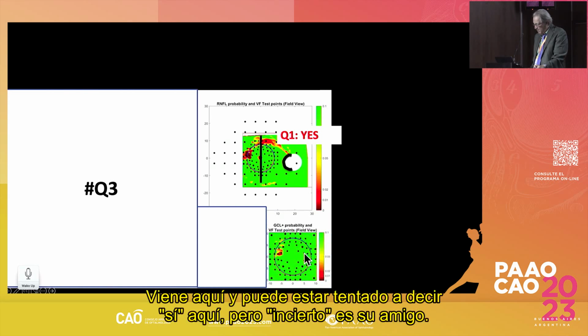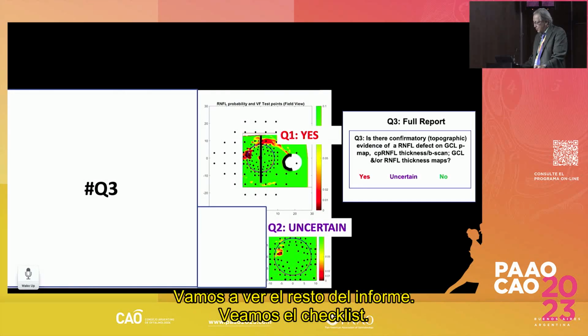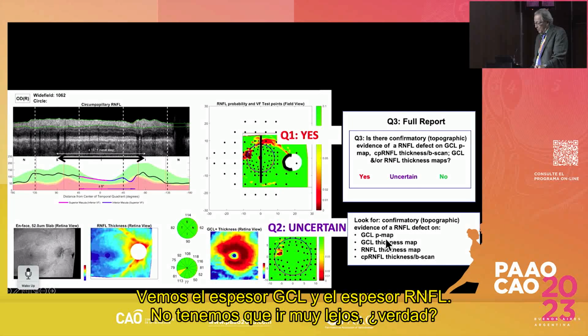You might be tempted to say yes here, but uncertain is your friend. You don't want to be misled by little tiny dots, okay? So now we're going to look at the rest of the report, and we'll go through a checklist. We'll look at the ganglion cell thickness and the retinal nerve fiber layer thickness. Well, you don't have to get very far, do you?